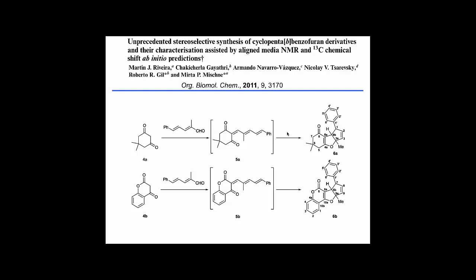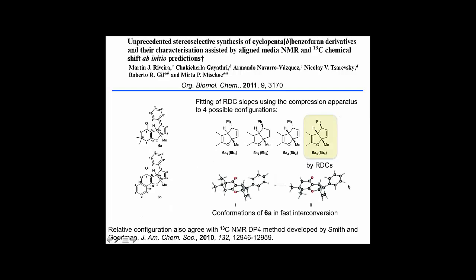This technology is now easy to use, and organic chemists have more compounds than natural product chemists. Natural product chemists normally have 1 milligram. In the other study, we did it with less than 2 milligrams. My colleague from Rosario, Argentina, Mirta Michne, wanted to make this compound, and the reaction went over to these compounds. So again, we used RDCs, and we determined the configuration.